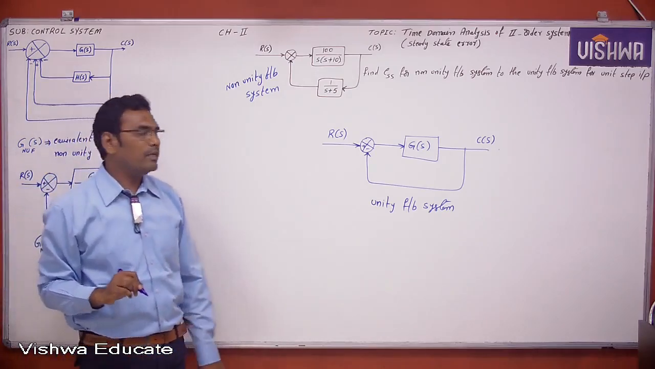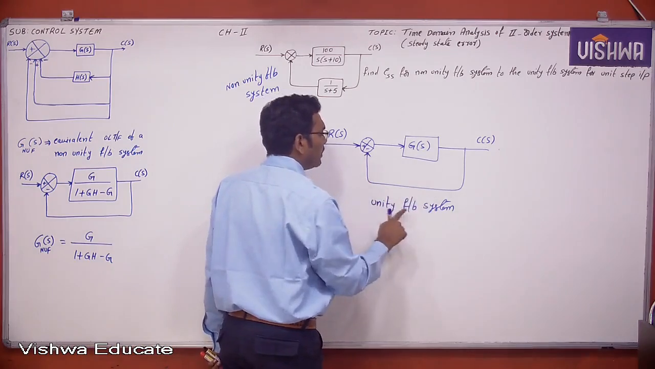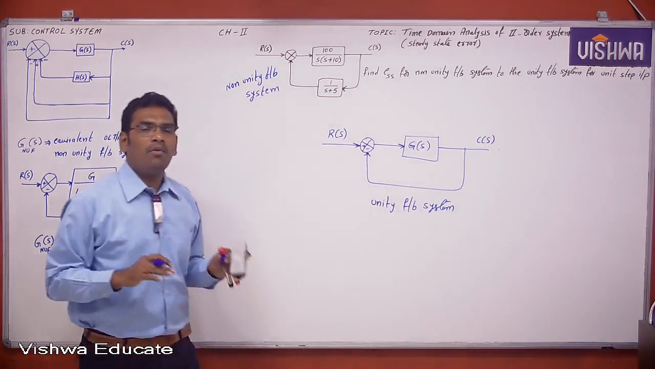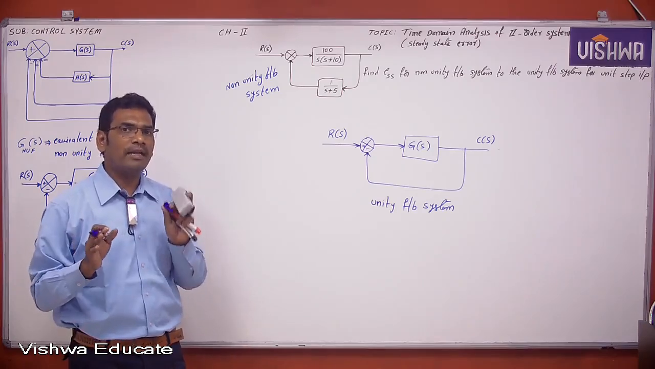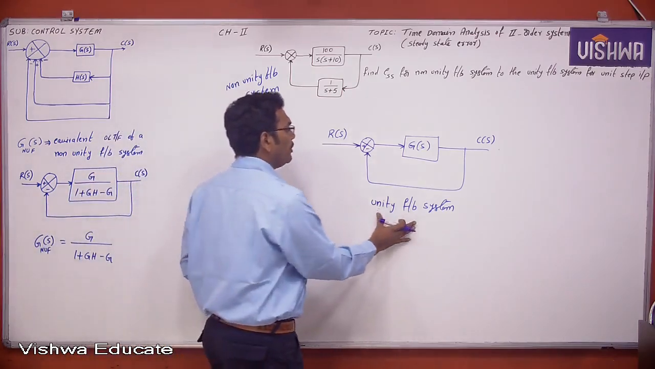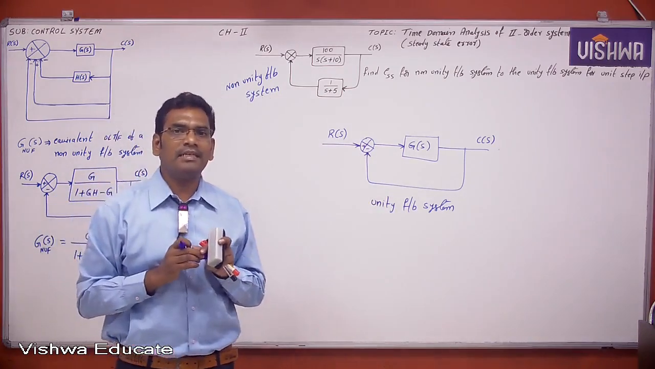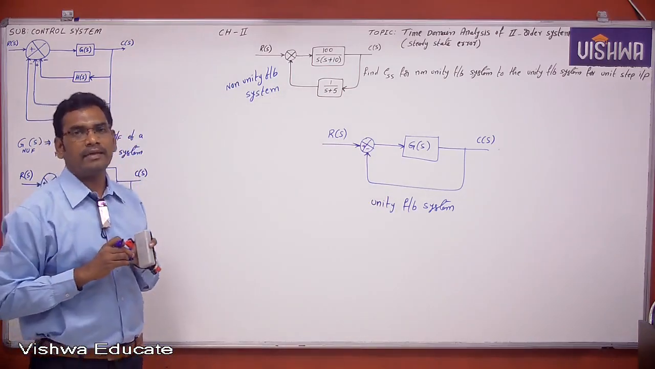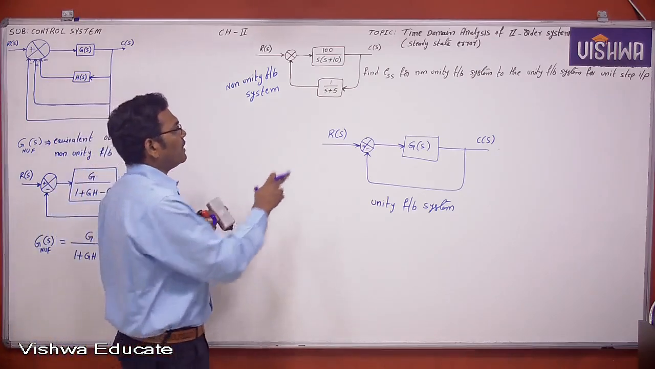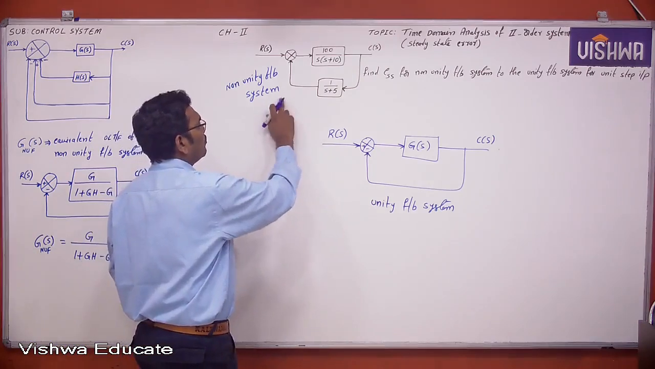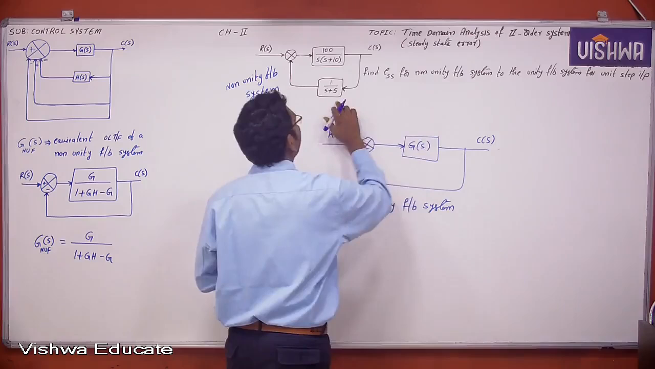Now the steady state error is calculated only for unity feedback system. Whatever our formula and whatever our approach is, it is valid so far only for unity feedback systems. Okay. So we cannot find the steady state error for non-unity feedback. But here the question is given: find the steady state error for non-unity feedback.